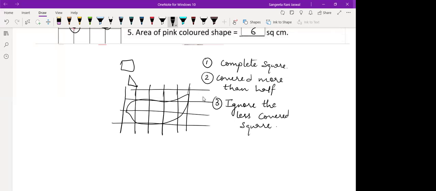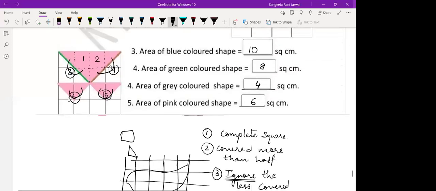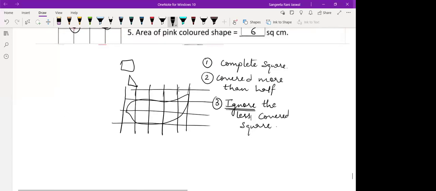Okay? You get it? Yes, ma'am. More than half you will count as 1. Less than half you will ignore. And half and half are always added, as we were doing above. Half and half makes 1. When two halves are there, they will make 1. And if only one half is there, then that will be 0.5. Okay, you understood that? So, the square which is covered less than half, you will ignore. The one which is more than half covered, that will be counted as a complete square.